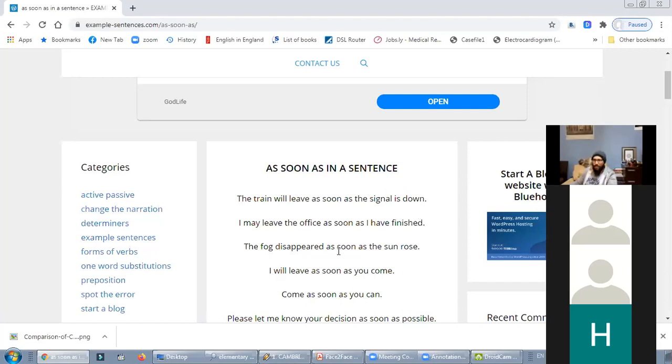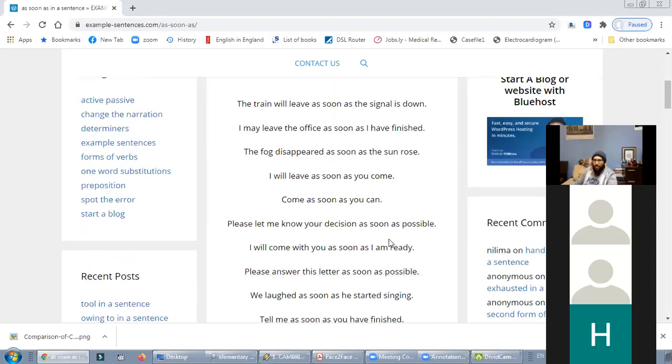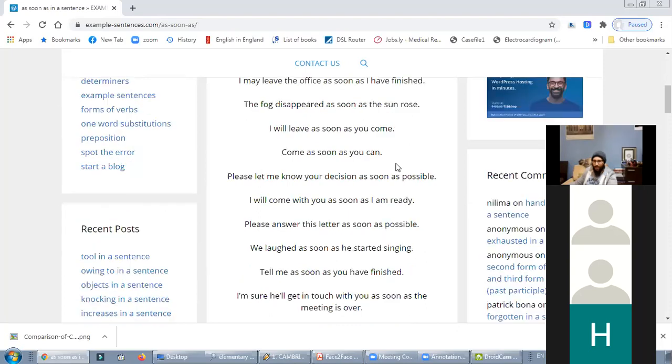The fog disappeared as soon as the sun rose. Present. I will leave as soon as you come. Come as soon as you can. Present. Let me know your decision as soon as possible. I will come with you as soon as I'm ready. I think all of these are in the present, and we don't have one in the past. We laughed as soon as he started singing. I thought this one shows you two actions close together.